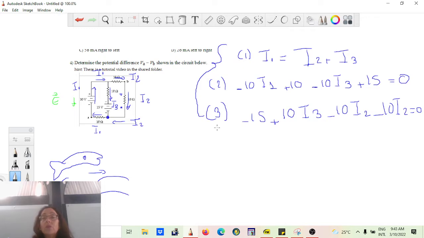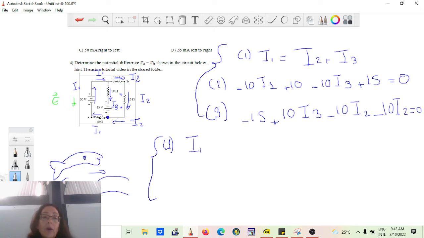You have equations 1, 2, 3. And then it's up to you if you want to use your TI or not, right? I'm going to show you how to use your TI, but of course you don't have to. You can do substitution, you can do addition, you go back to high school, remember how we learned that. So I'm going to arrange.